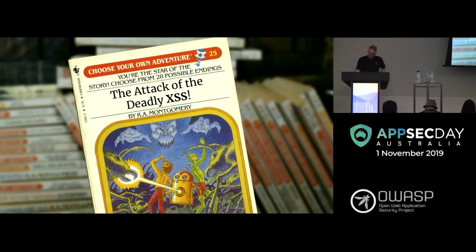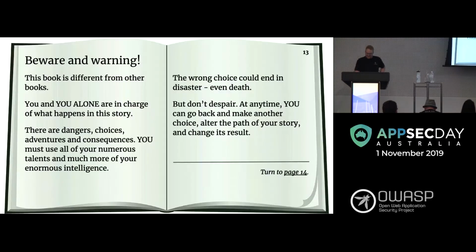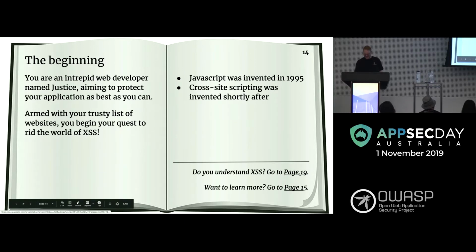So yeah, the Attack of the Deadly XSS. This is a pick a path story. You can choose your own adventure. And the stories always start with this really ominous warning, like you and you alone are in charge of what happens in this story. That's kind of true, although managers. But don't despair, because you can alter the path of your own story.